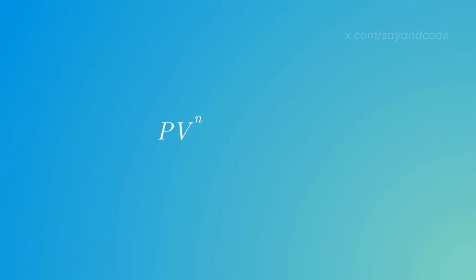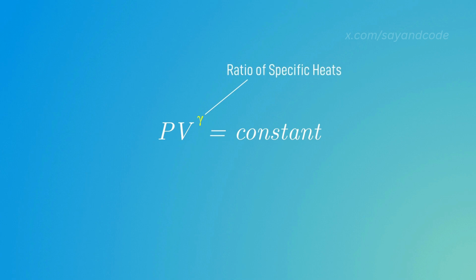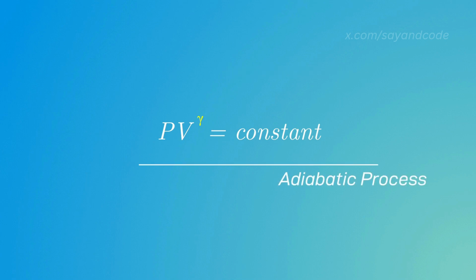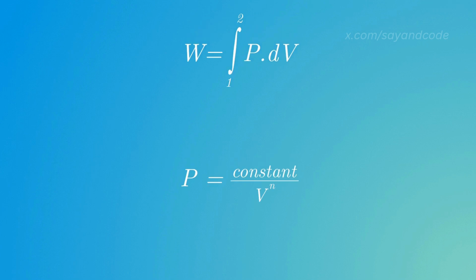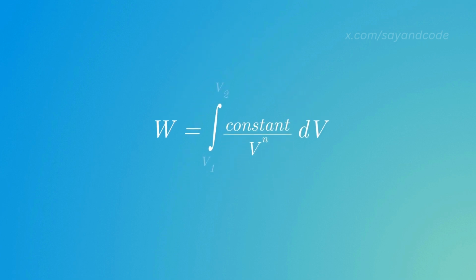For a polytropic process, the general equation is PV raised to n is equal to constant. As the value of n changes, this can be used to represent any type of process. When the value of n is equal to gamma, that is the ratio of specific heats, it becomes an adiabatic process. So generally, the equation can be rearranged as P is equal to constant by V raised to n. We can substitute this in the equation for work done.